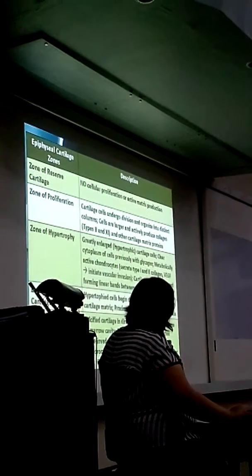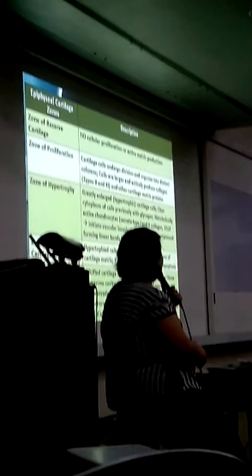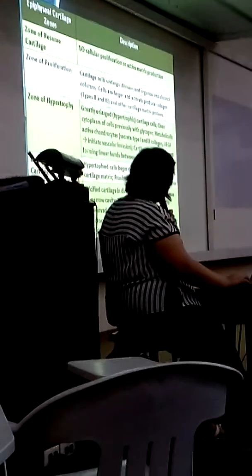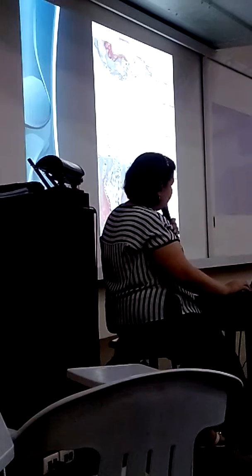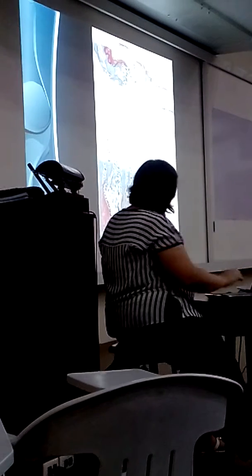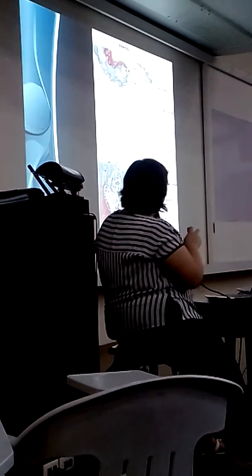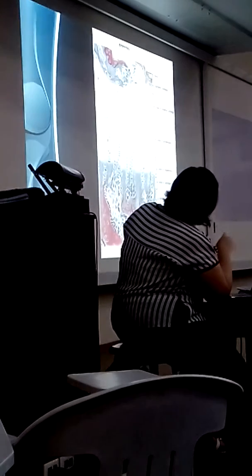So just know the difference between the zones, what happens in each zone, and how the cells appear in each zone. So those are the things that you must remember. So this is just a picture of how the zones look like as an illustration.